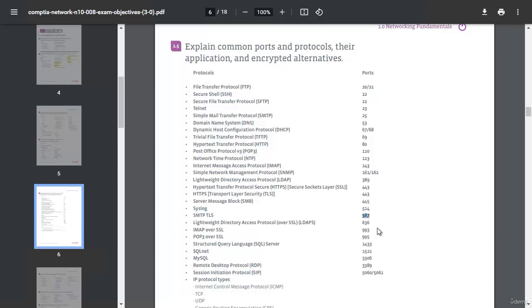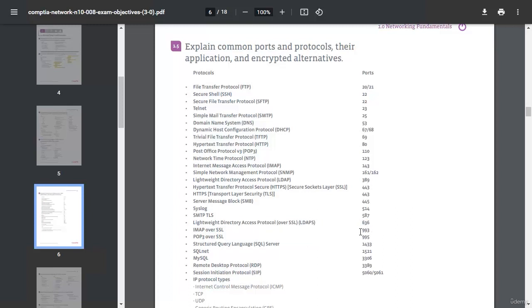587, we'd mentioned that. They've got it listed as SMTP with TLS. SMTP is typically always going to be protected with TLS. It's definitely going to be protected with TLS encryption when we're talking about client connections, and that's what 587 is for. Secure LDAP, I did not mention, that's 636. So 389 for regular LDAP, encrypted LDAP is 636.